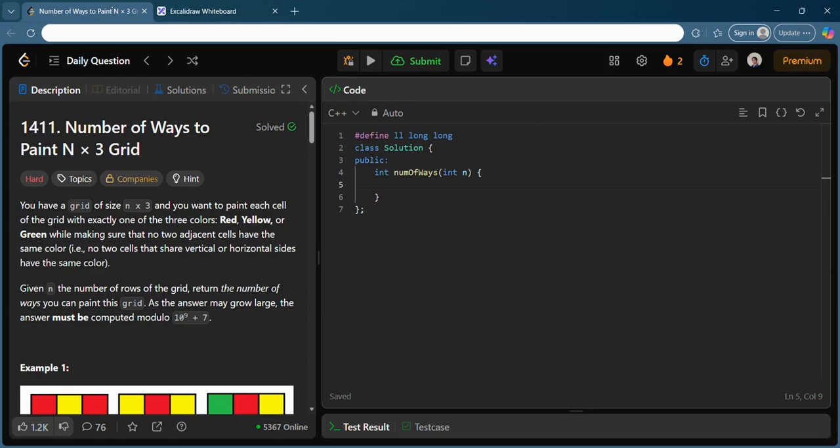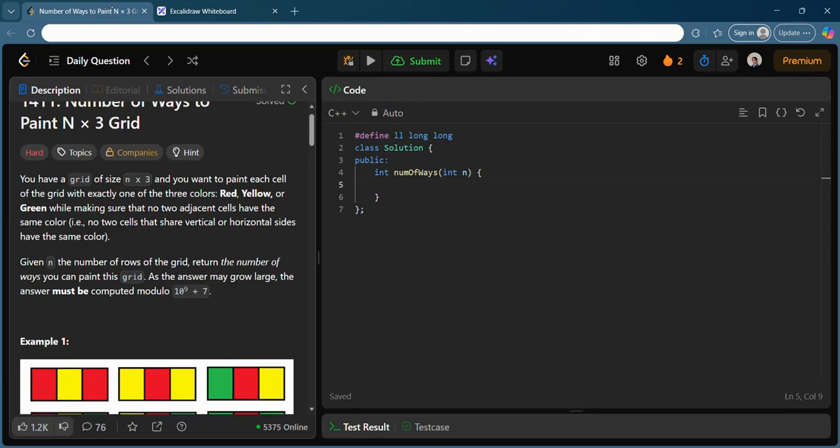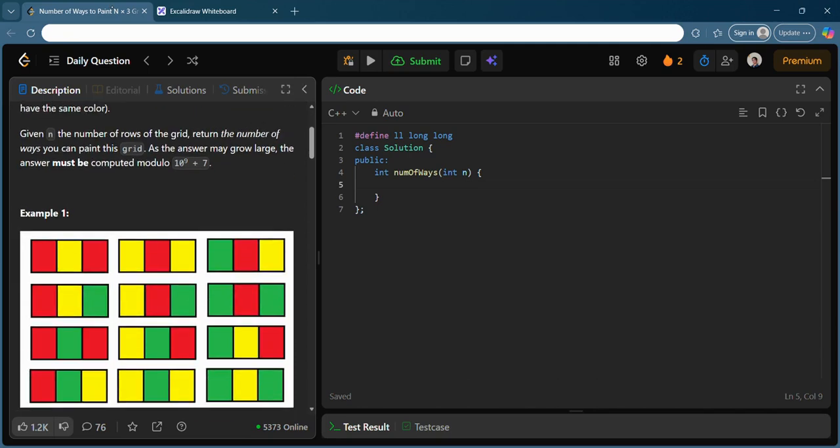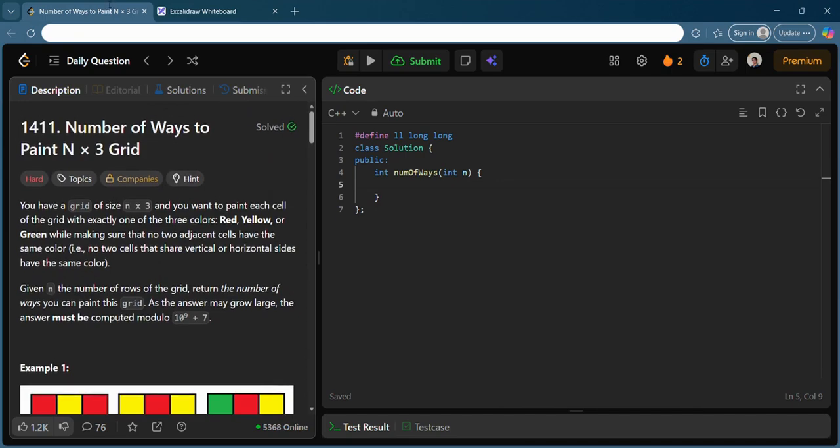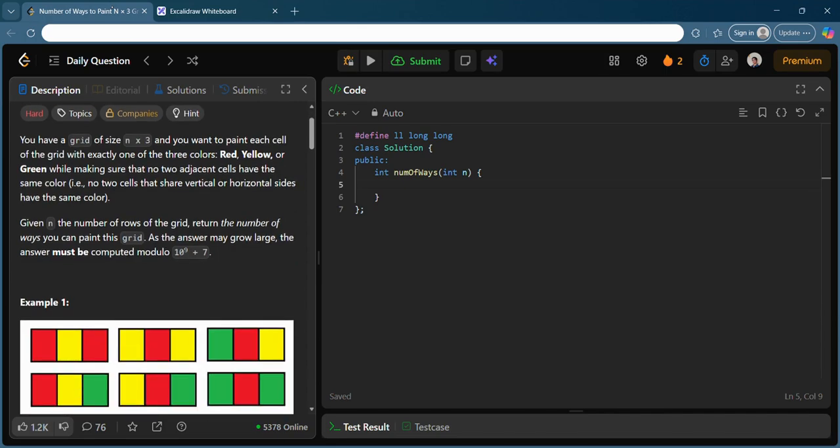So, number of ways to paint an n cross 3 grid. You are given only three colors, red, yellow or green, and you have a grid of size n cross 3, and only the n value is given. In this example you can see the n value is 1, so you have a 1 cross 3 grid and you want to fill it with only the three colors available to you, while making sure that no two adjacent cells have the same color, both horizontally and vertically. Given n number of rows, return the number of ways you can paint this grid. As the answer may go large, you must compute it modulo 10^9 + 7.